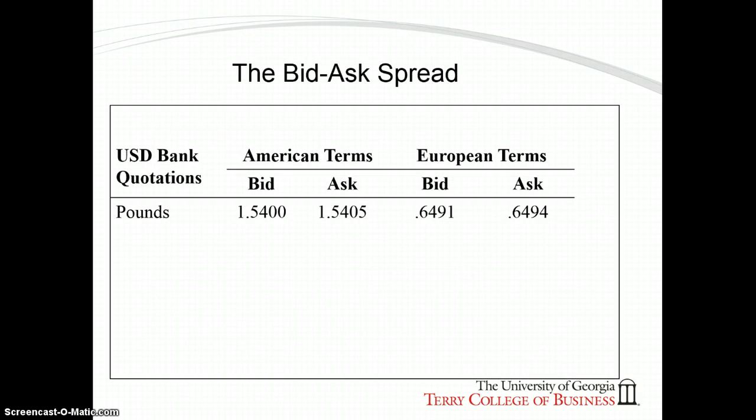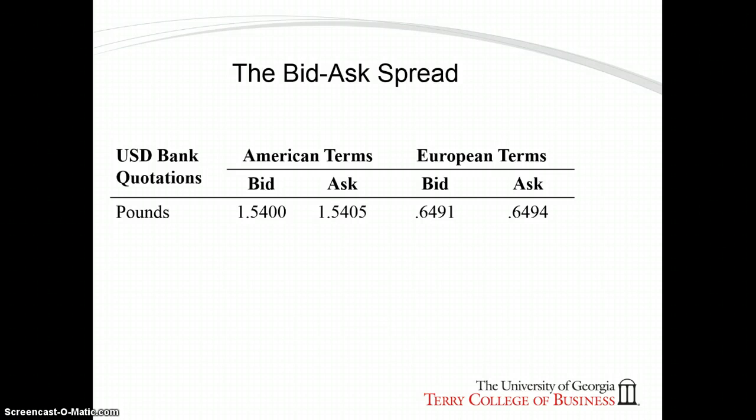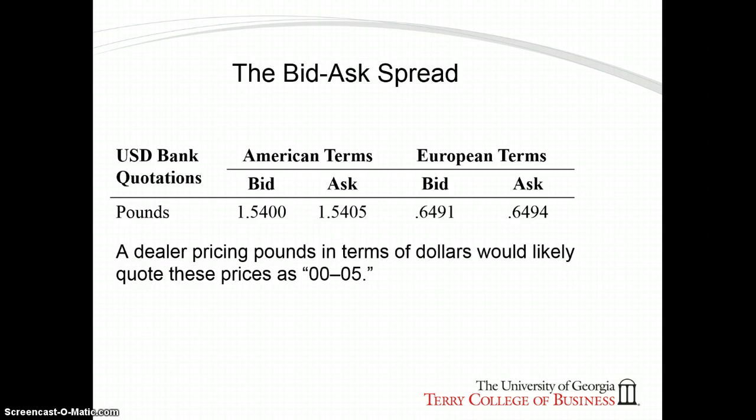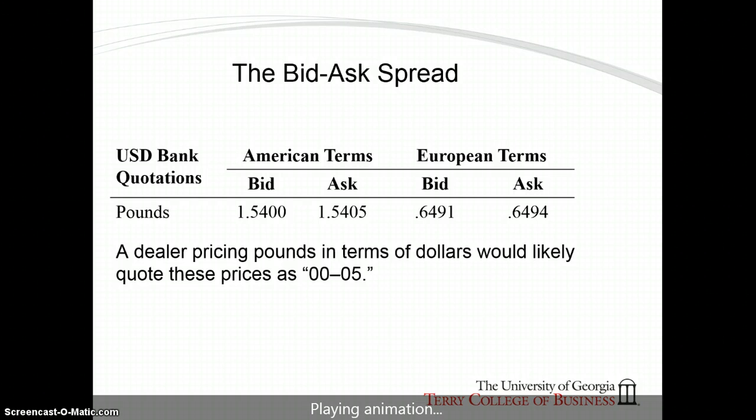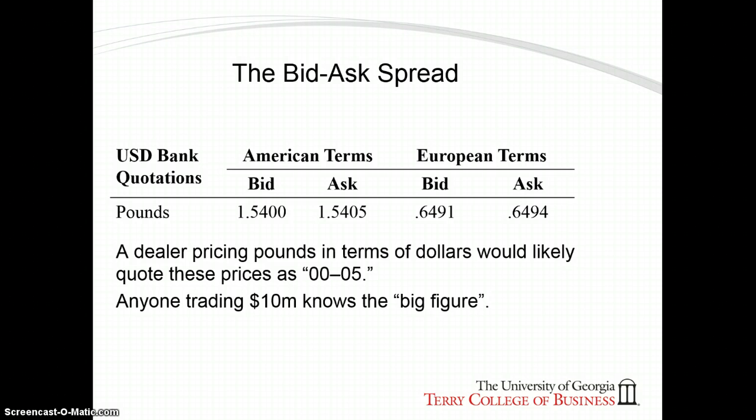Bid and ask prices can be quoted in either American terms or European terms, and I've provided an example on this slide. A dealer quoting the price of the pound in dollars, that is quoting American terms, would simply state this quote as 0.0005. Other traders are familiar with the market enough to know the big figure, which is 1.54 in this case. And so there's your big and small figures.